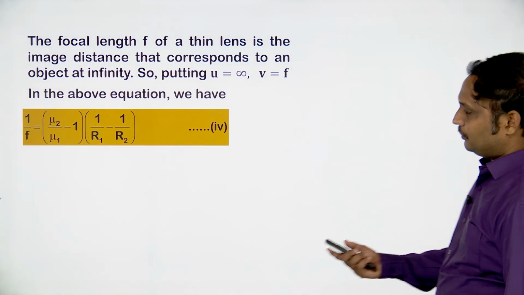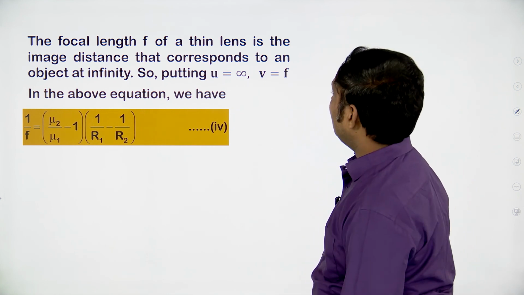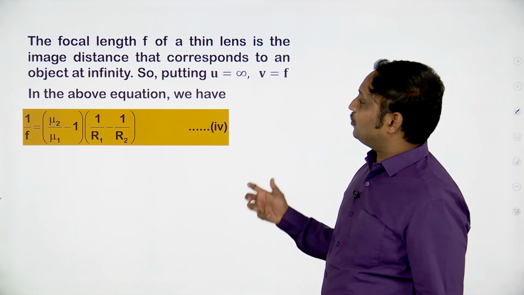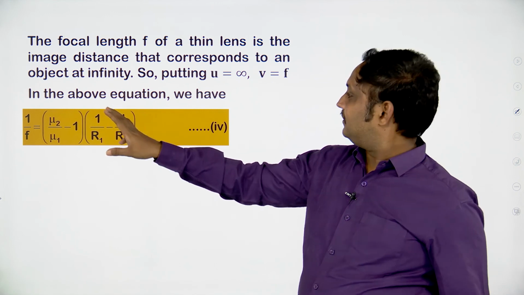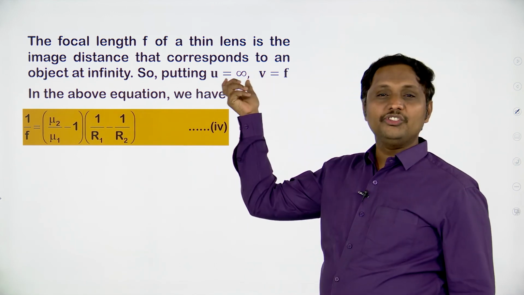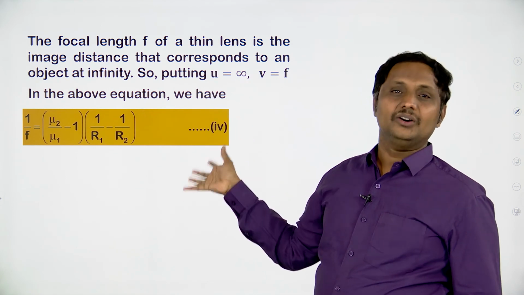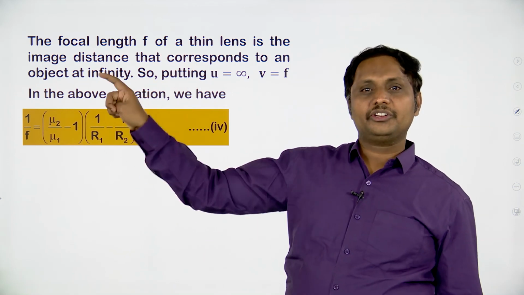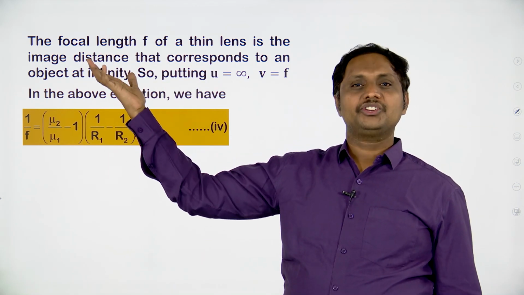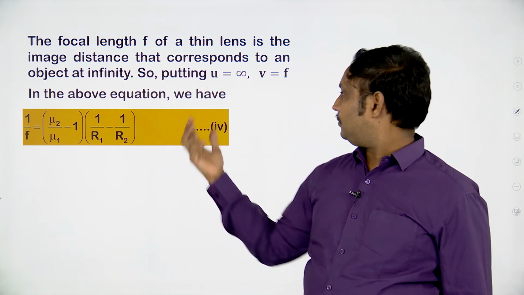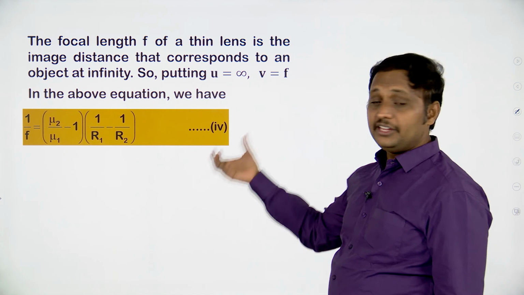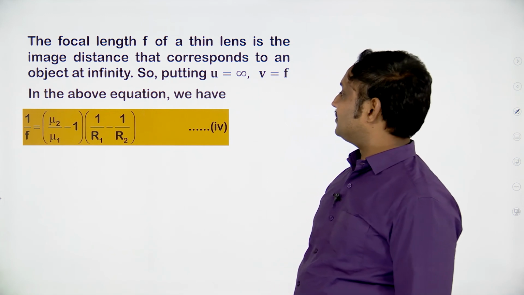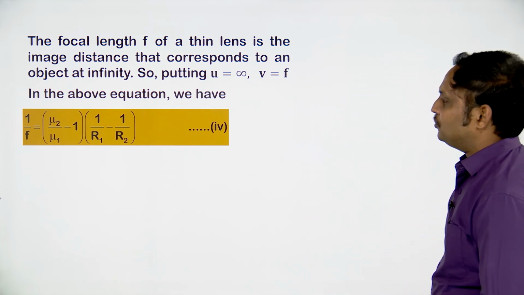The focal length f of a thin lens is the image distance that corresponds to an object at infinity. So, you have to consider u is going to be infinity. The light rays are going to originate from somewhere else, so the object is at infinity. So u is infinity and v, the image, is going to be formed at f only. We have to put this in the above equation.